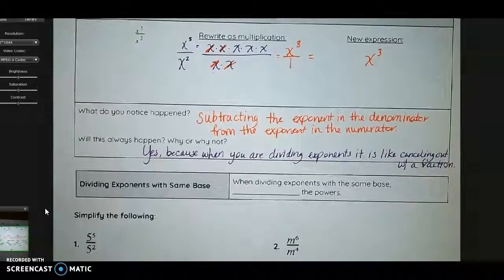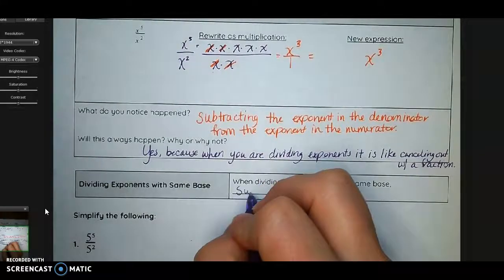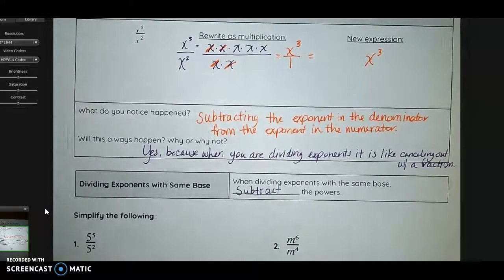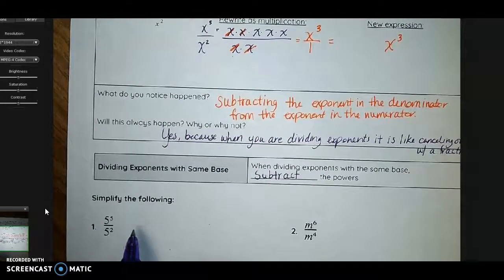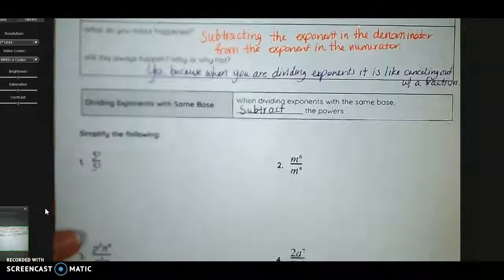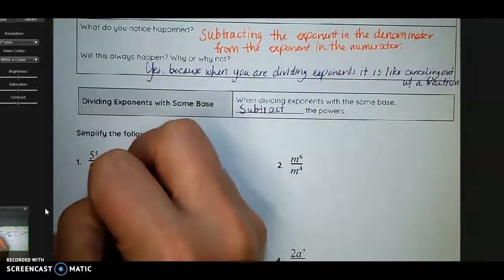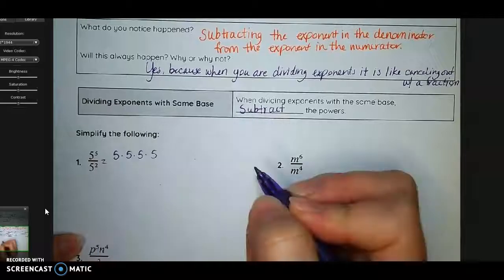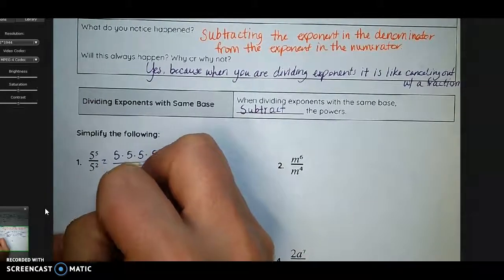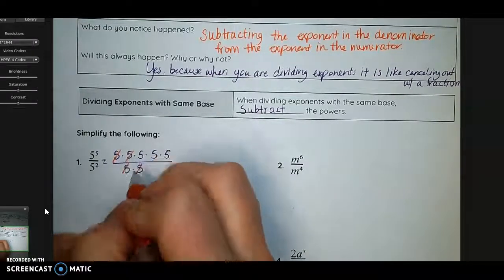Alrighty, so when I'm dividing exponents with the same base, you are going to subtract the powers. So what I have right here, I've got 5 to the fifth power, and in the first couple ones, I'm going to write out like I did at the top there so you can kind of see that this is 5 times 5 times 5 times 5 times 5. And in the denominator, I just have 5 times 5. And so these want to cancel out.